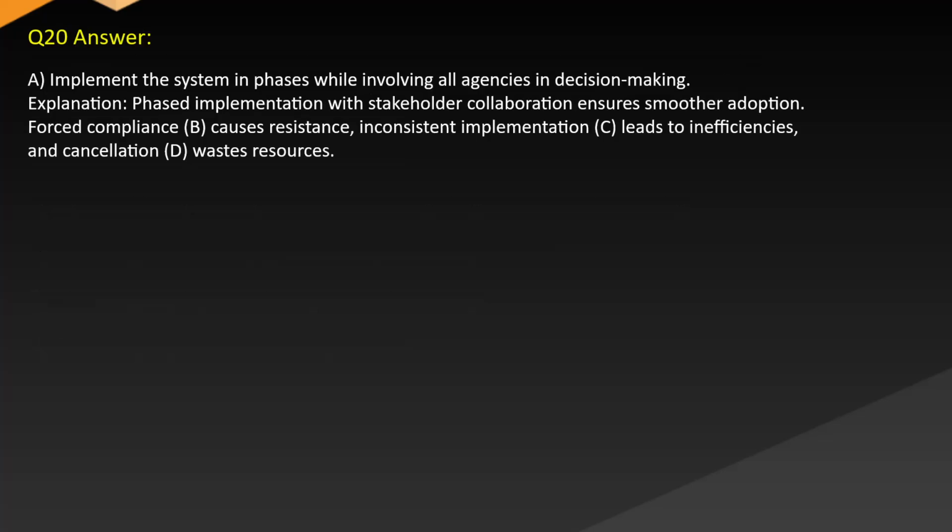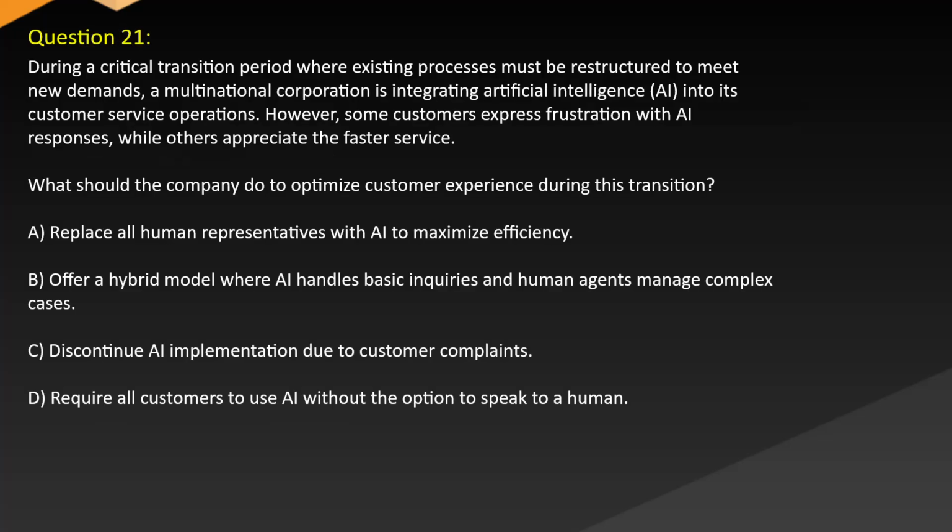Answer: A. Implement the system in phases while involving all agencies in decision-making. Explanation: Phased implementation with stakeholder collaboration ensures smoother adoption. Forced compliance (B) causes resistance. Inconsistent implementation (C) leads to inefficiencies, and cancellation (D) wastes resources.